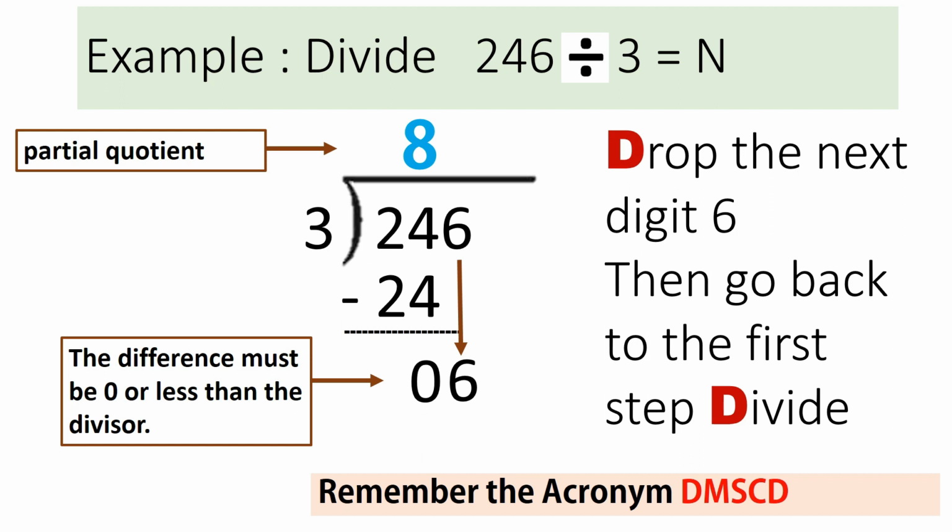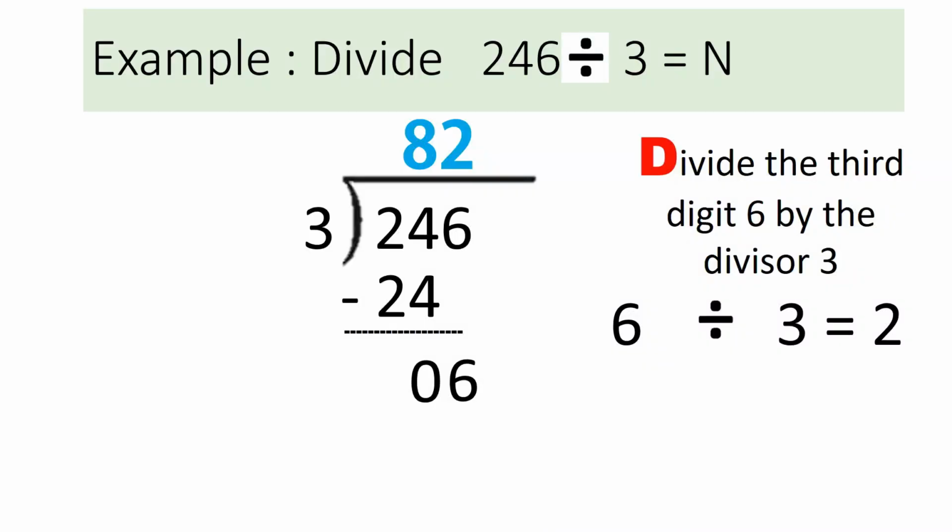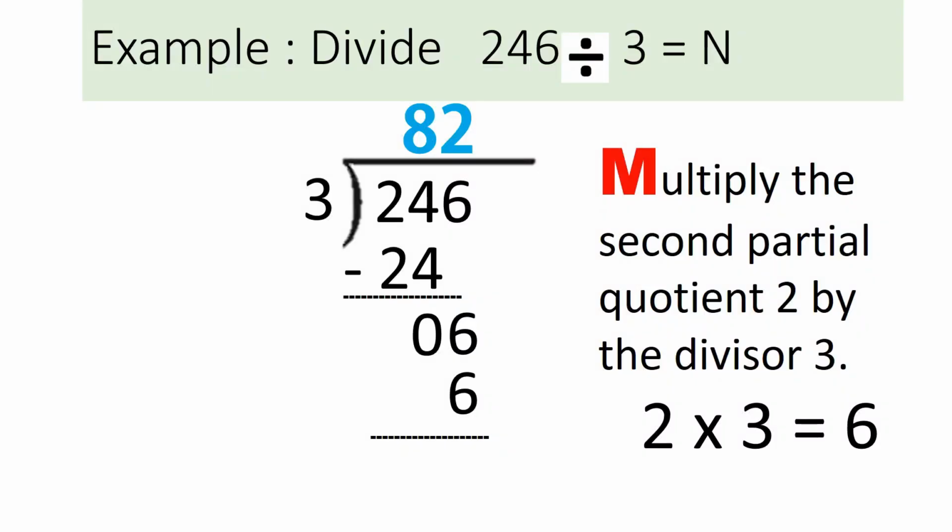Always remember the acronym DMSCD. Now, divide the third digit 6 by the divisor 3. 6 divided by 3 equals 2. Then multiply the second partial quotient 2 by the divisor 3. 2 times 3 equals 6.